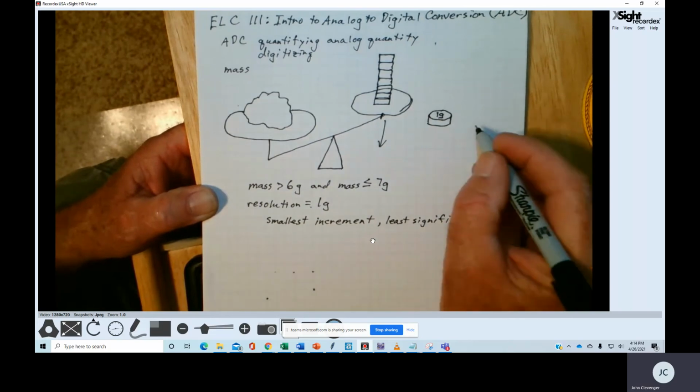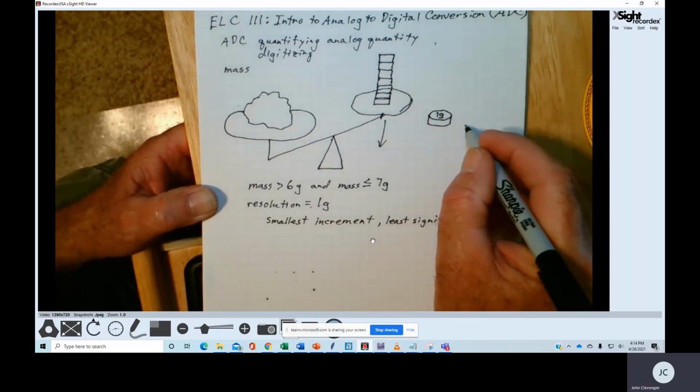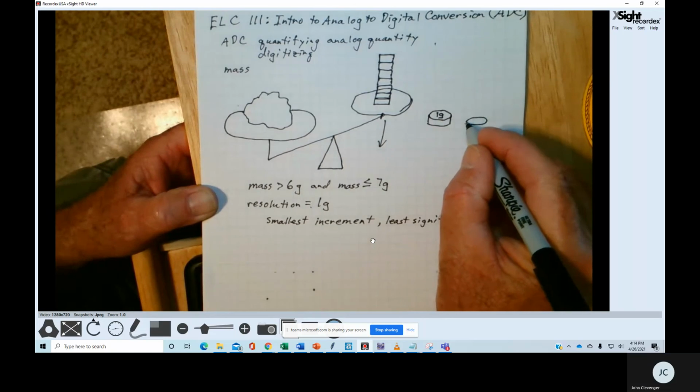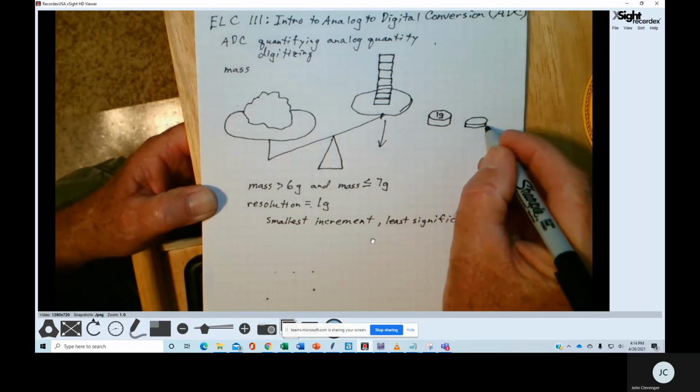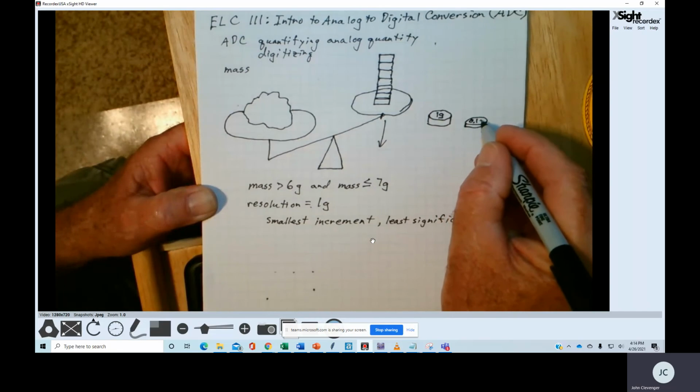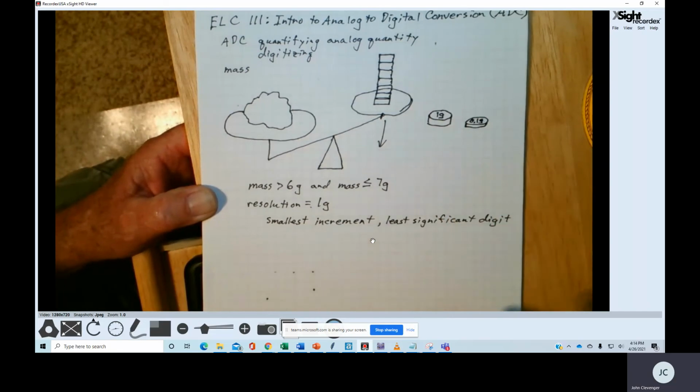Now, of course, if I could have some smaller weights where each one was 0.1 gram, then I could improve the resolution or reduce the resolution, improve the precision of my measurement by then being able to measure the mass of this object to the closest tenth of a gram.